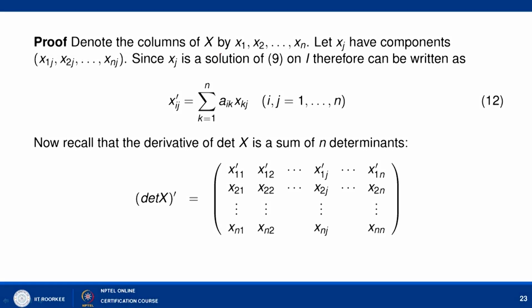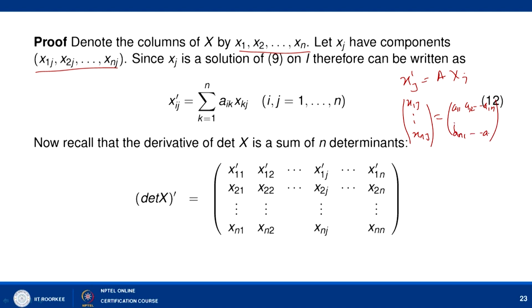So, denote the columns of x by x1 to xn, and let xj have components x1j to xnj. Please remember here that each xj dash is basically a solution, A xj. Now, if you look at the component-wise relation, it is nothing but the derivative of (x1j to xnj) equal to the matrix A, with entries A11, A12 and so on up to A1n, and An1 to Ann, times the vector x1j, x2j, up to xnj.